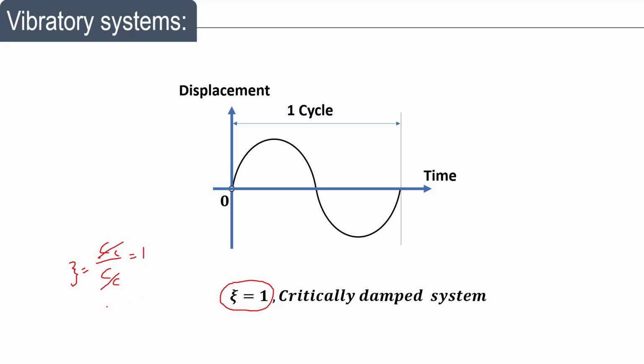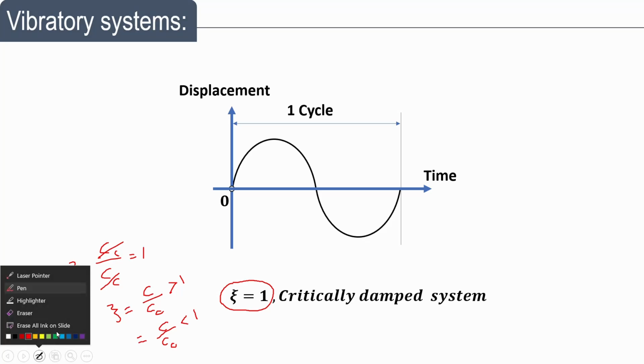If the value is greater than 1, that is the overdamped system, where C is greater than CC, so this ratio will be greater than 1. Whereas in case of underdamped system, C is less than CC, so that ratio comes out to be less than 1. Then it is an underdamped system.